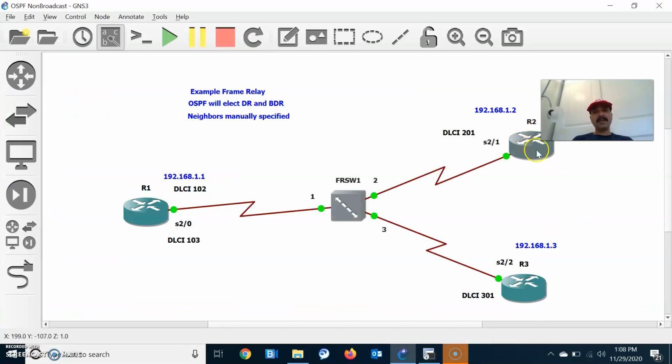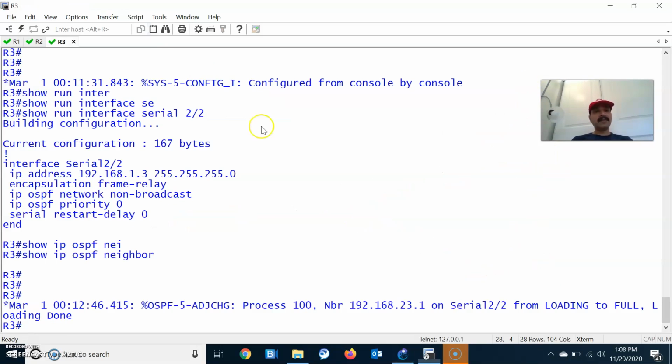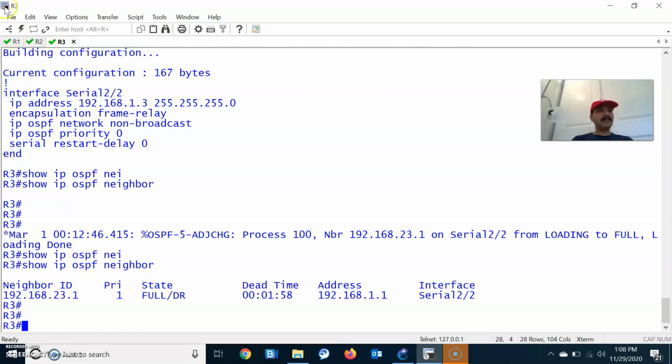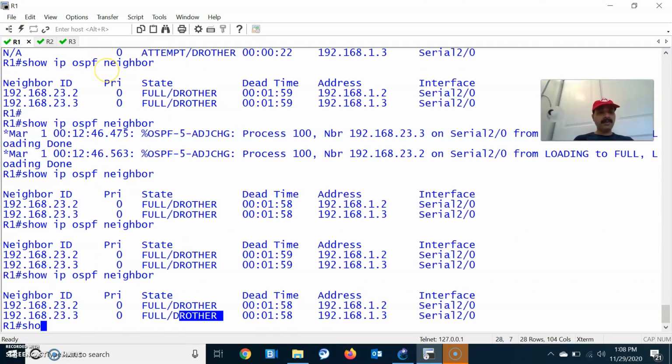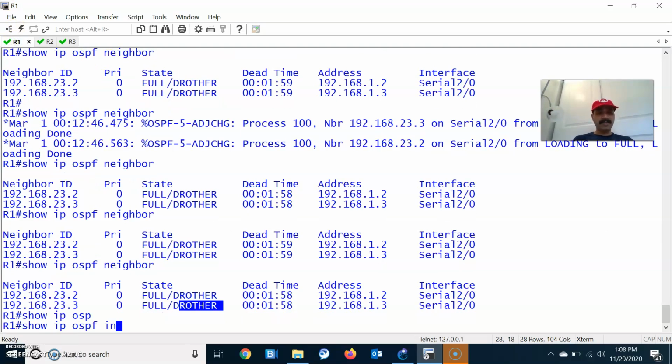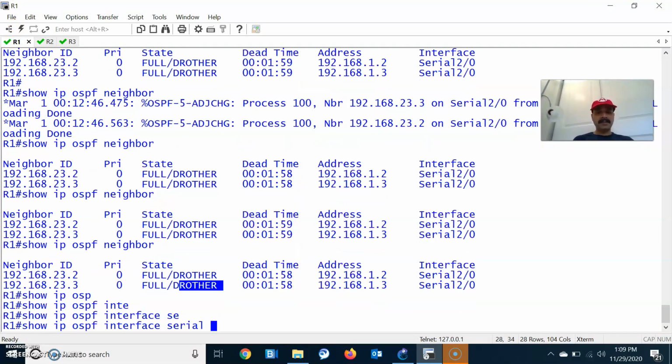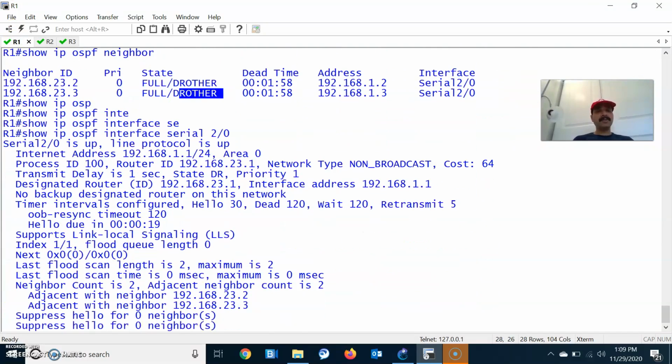Go to R3. Always keep it in mind, R2 and R3 will always establish a neighbor relationship with R1. To prevent a neighbor relationship between the R2 and R3 spoke routers, I am configuring them as DR other routers. Go to R3, show IP OSPF neighbor. So this is also established. If you want to check the network type, go to show IP OSPF interface serial 2/0. This will show the interface type.